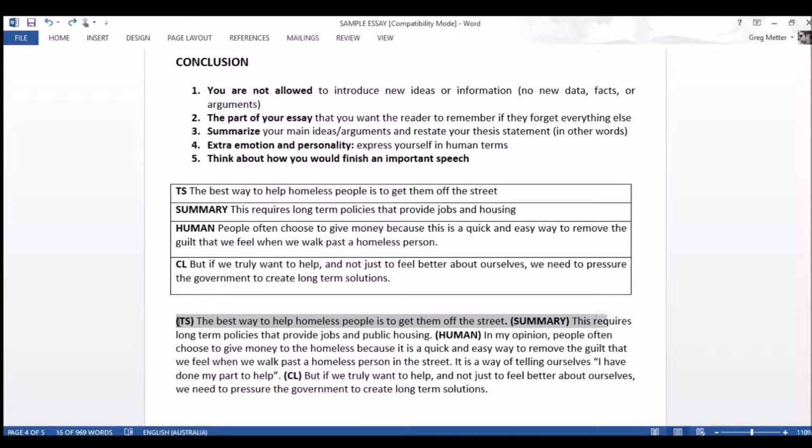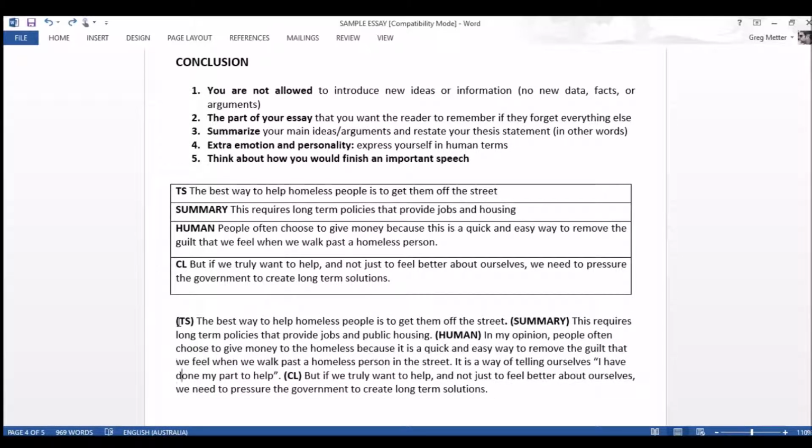I then summarize my topic sentences. I summarize my ideas by saying long-term policies, jobs and public housing, and put in my human or personal element to get the reader's attention, something that the reader has to think about. The reader maybe has to stop and think, have I done this? Do I also do this? Is this true? And that way it gets the reader's attention. And then closing by saying, if we want to help and not just to feel better about ourselves, we need to pressure the government to create long-term solutions.